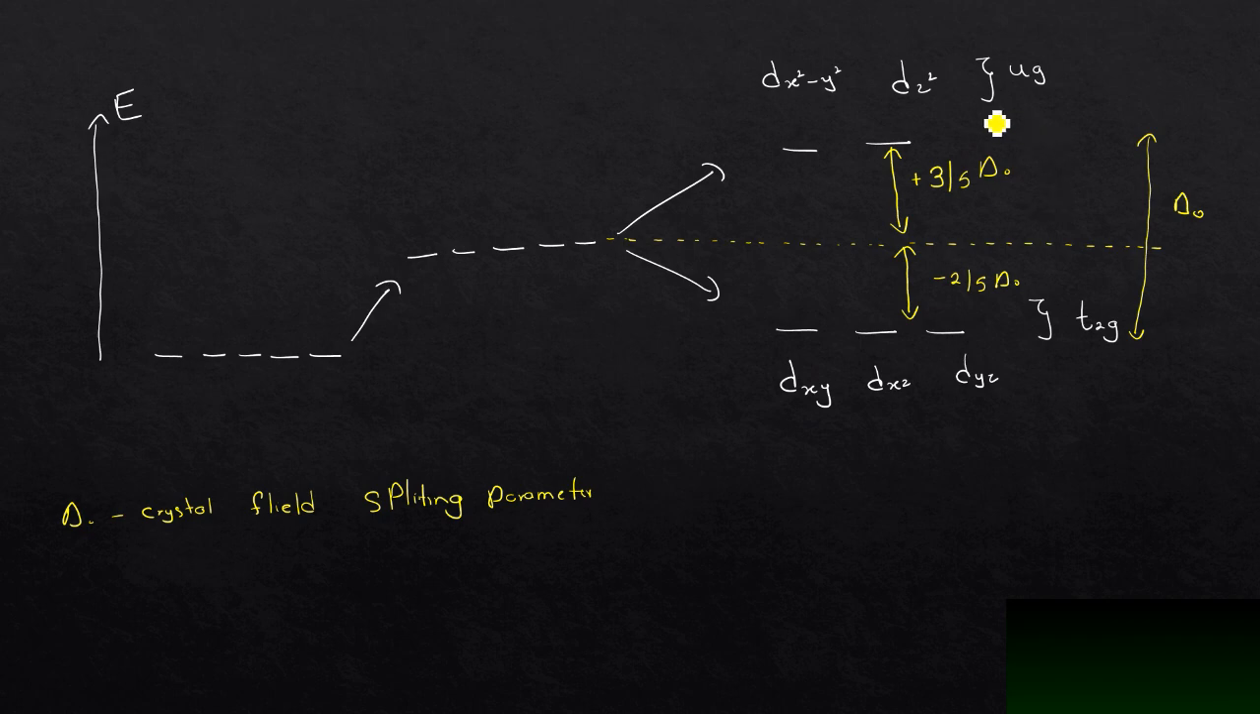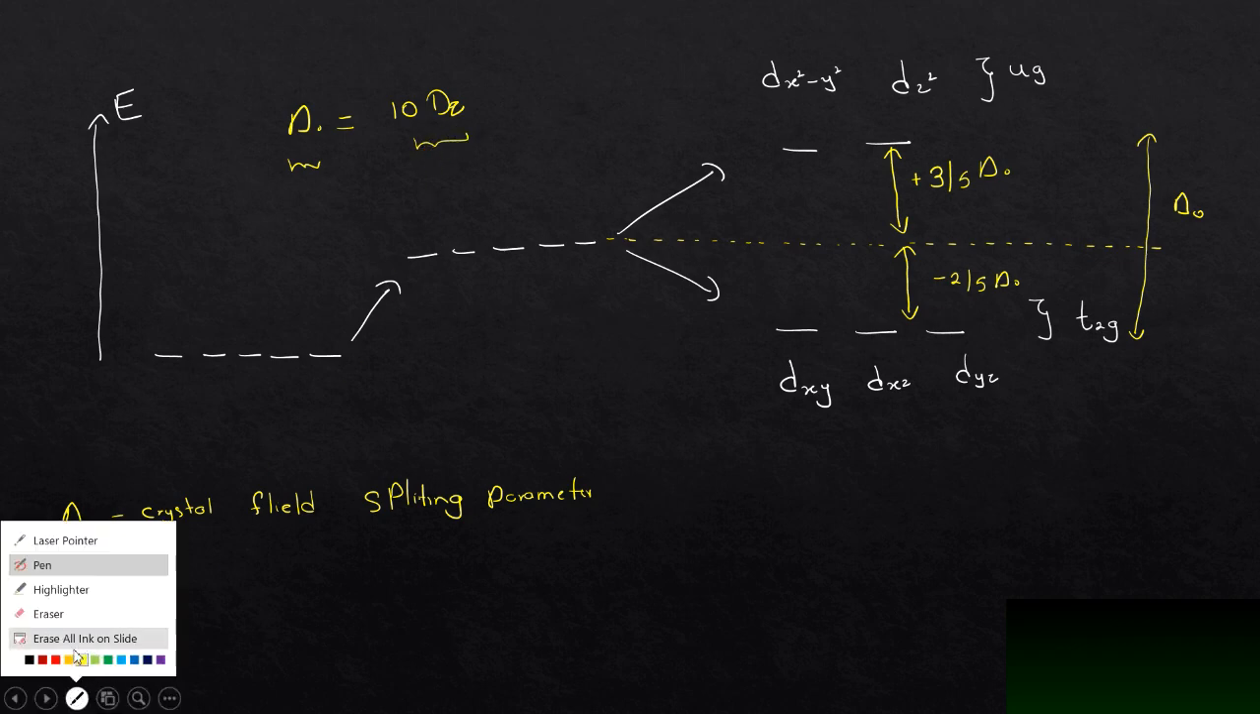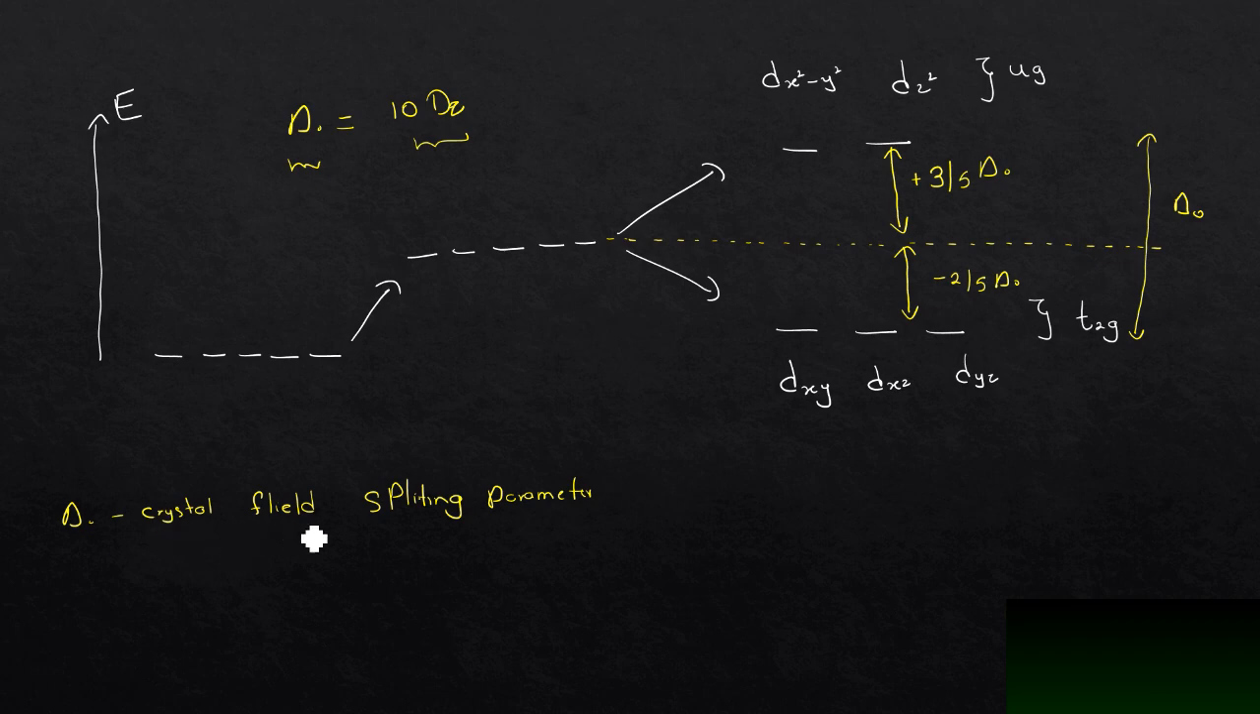These values are important. In some books, you can see this delta O referred to as 10 Dq. Both are the same. This is one parameter, this is another parameter, that's the only difference. What you need to understand here is that this crystal field splitting parameter is based on several factors. It can be based on the metal center, the ligand, the chemical environment, temperature, and likewise.